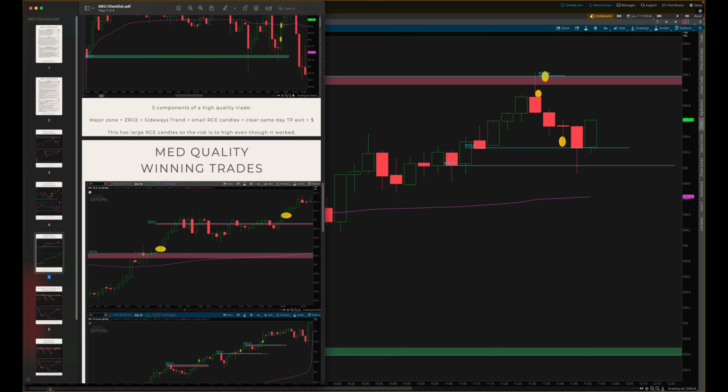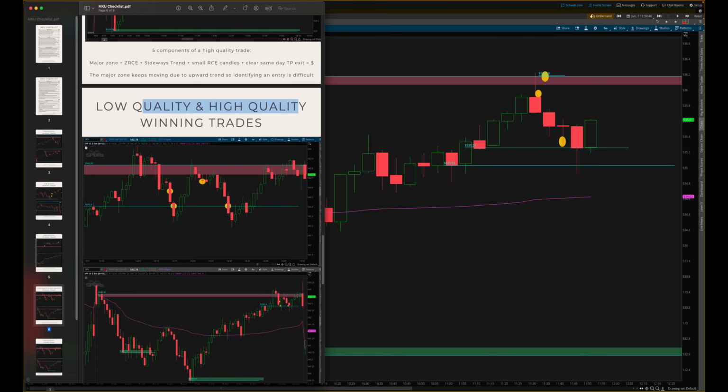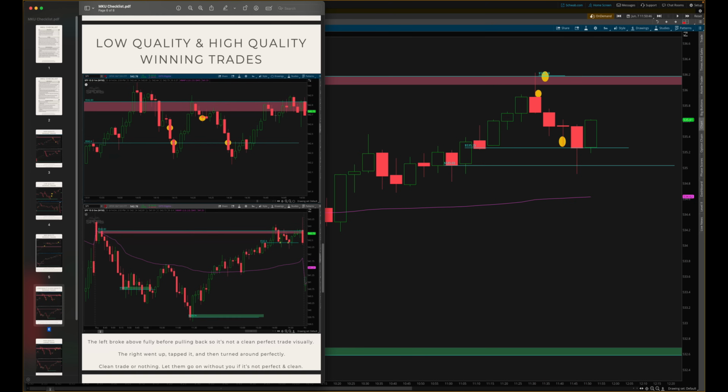But again, I just want to take one type of trade specifically, and that's it. If you need multiple trades, cool, do a medium. I'm not doing it. I want simple, take it or leave it type stuff. That's this. Next, low quality and high quality winning trades back to back, which is very interesting.